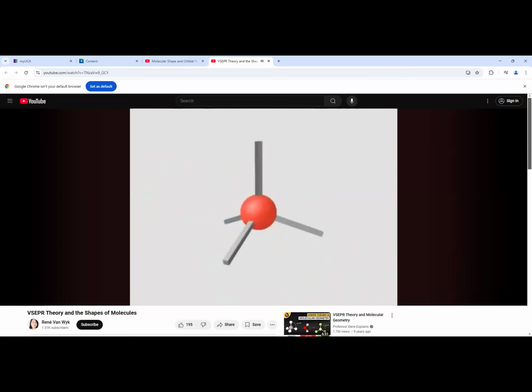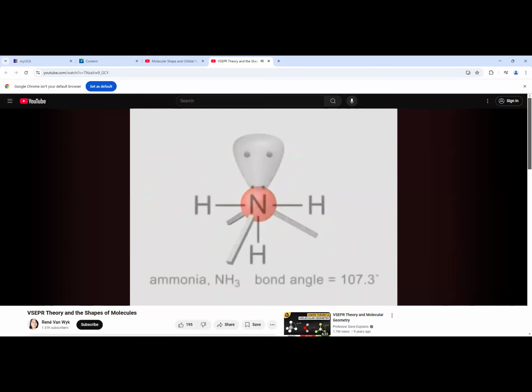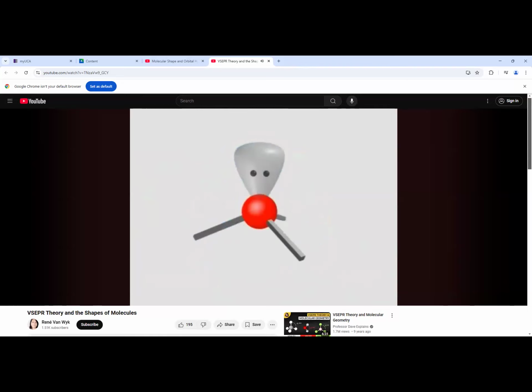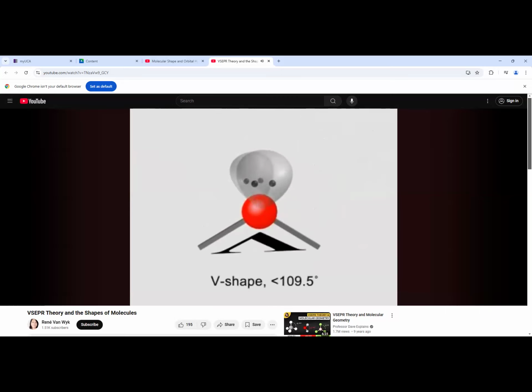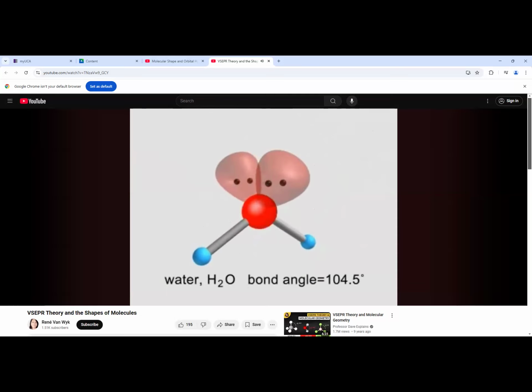With one of the four electron groups a lone pair, the shape is trigonal pyramidal. Since a lone pair exerts greater repulsions than a bonding pair, the bond angle is less than 109.5 degrees. Ammonia is a common molecule with this shape. Its bond angle is 107.3 degrees. When two of the four groups are lone pairs, the molecule has a bent or V shape. Two lone pairs exert greater repulsions than one, so the bond angle is reduced even further. Water, for example, has a bond angle of only 104.5 degrees.